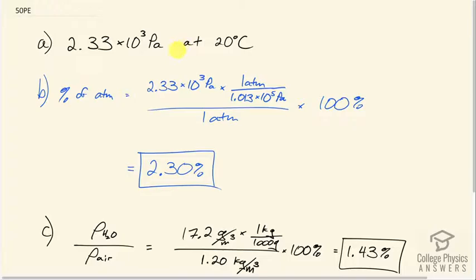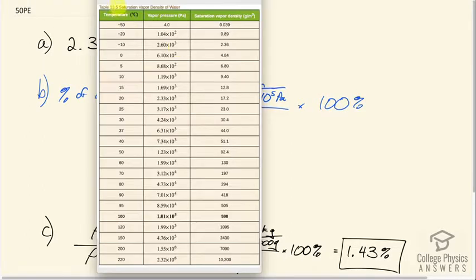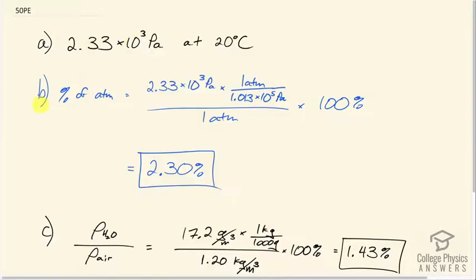The vapor pressure of water at a certain temperature is something that we look up in table 13.5. So we follow the temperature column to 20 degrees Celsius, and the vapor pressure is 2.33 times 10 to the 3 pascals. In part B, we're asked, what percentage of atmospheric pressure does this correspond to?